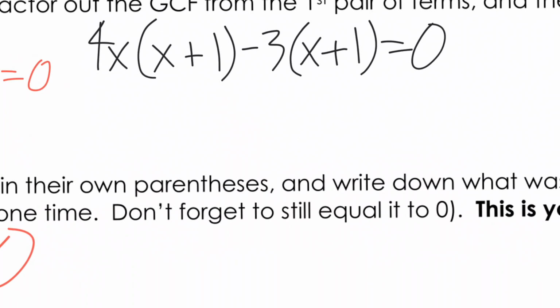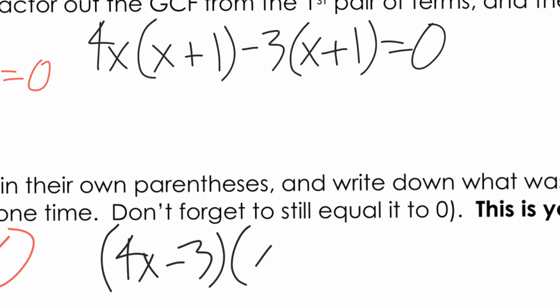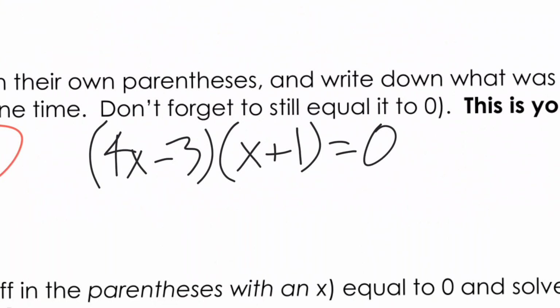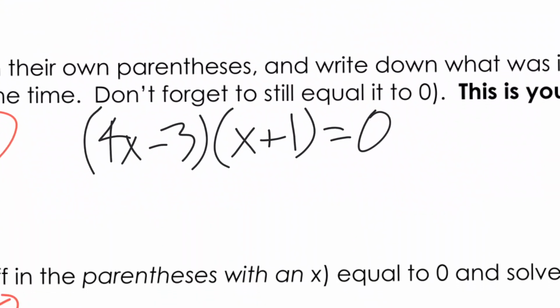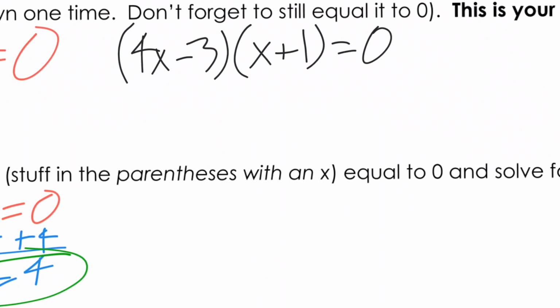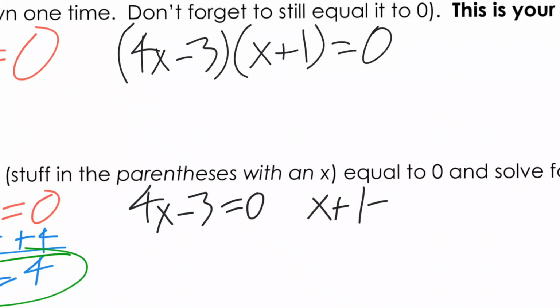And so the next step is to take the stuff on the outside and put them in their own parentheses. So 4x minus 3 gets grouped together, and then just write down the stuff that was in the parentheses next to it one time. Okay? So this is my fully factored form, 4x minus 3, x plus 1. Then I'm going to take those factors, those binomials, and set them each equal to 0 and solve for x.